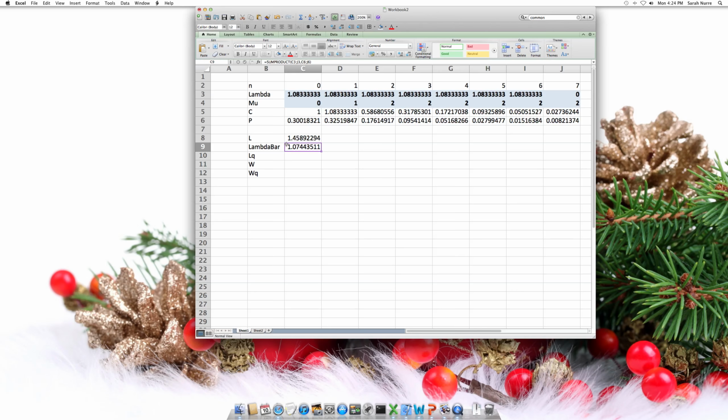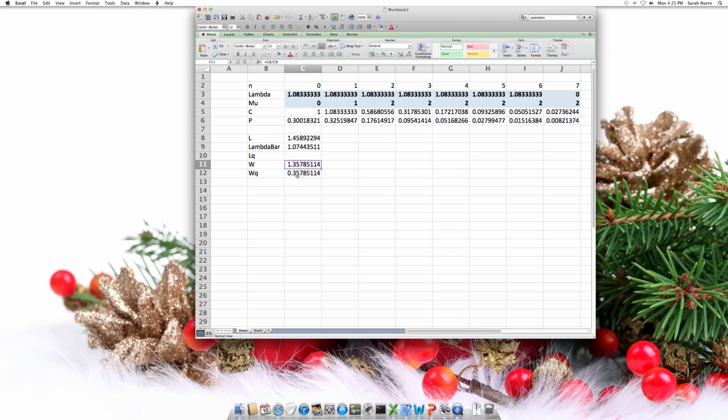From that, I know that L equals lambda W, so I can get W from these two values, and that just equals L divided by lambda bar. So I have W. What else do I know? I know W equals WQ plus 1 over mu. In our given, we're going to use the mu that was originally given, so 1 over mu, the service time, is going to be 1. So here I switch it around: WQ equals W minus the 1 over mu, or in this case, just 1.